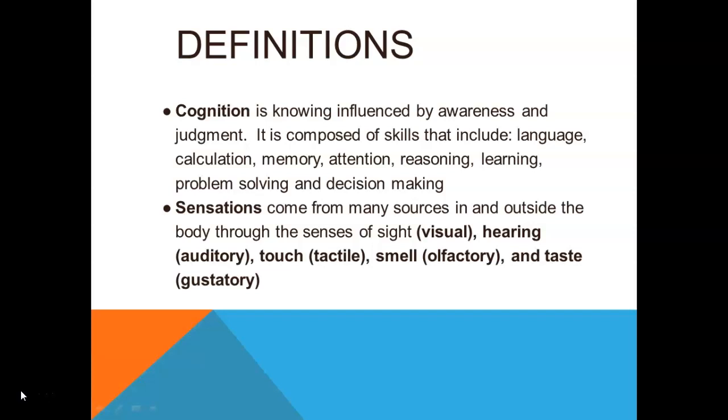The first thing you need to look at when you are understanding what sensory and cognitive alterations are is actually what that means. So we have the definitions here. Cognition is knowing, influenced by awareness and judgment. It is composed of skills that include language, calculation, memory, attention, reasoning, learning, problem solving, and decision making.